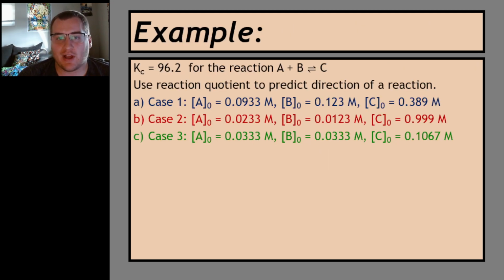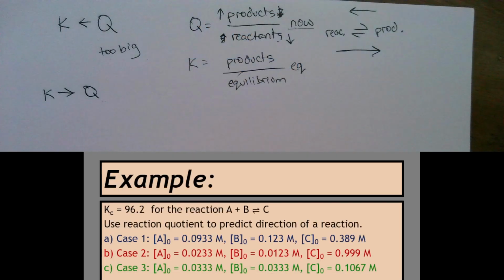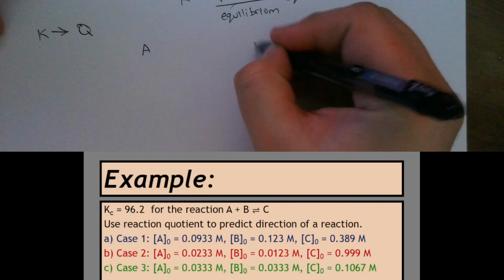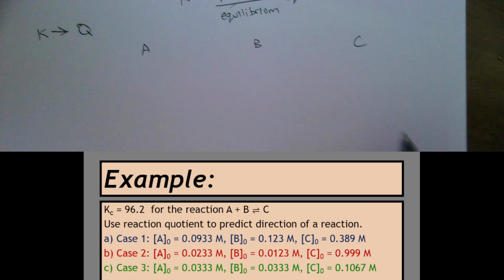All right, here we have a couple examples. K is 96.2, so it tells us K for the reaction A plus B in equilibrium with C. We're going to use the reaction quotient to predict the direction of a reaction. We have three different cases here. We're going to start by writing out A, B, and C.